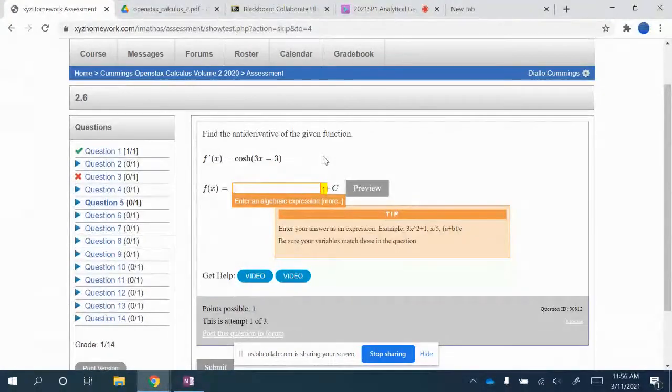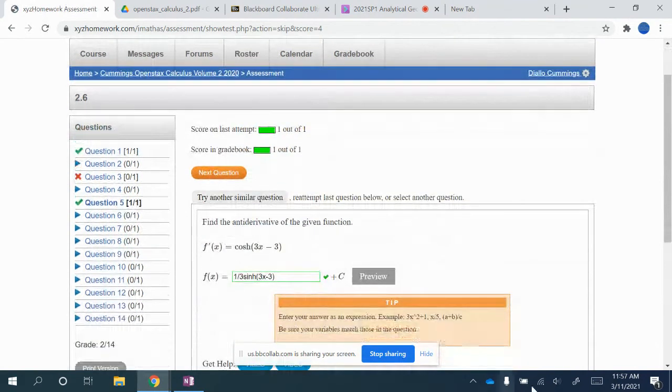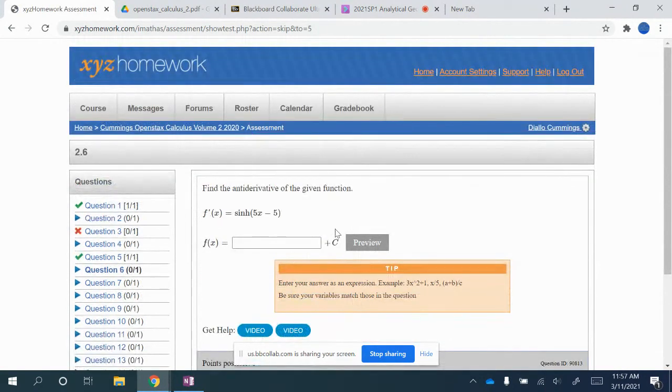So this is 1/3 hyperbolic sine of 3x minus 3 plus c. And well, they already gave us the plus c. All right. So you will do 6 in a similar fashion. Right, you must make a u substitution. You'll do 7 in a similar fashion. All right, find the antiderivative of the given function.